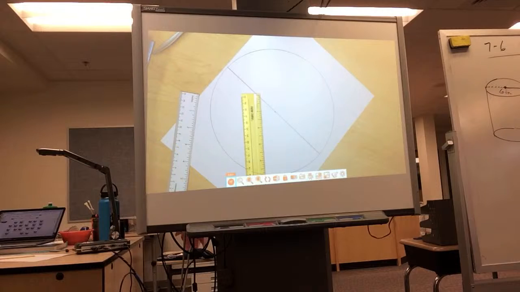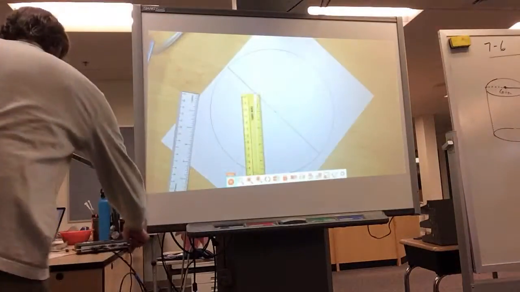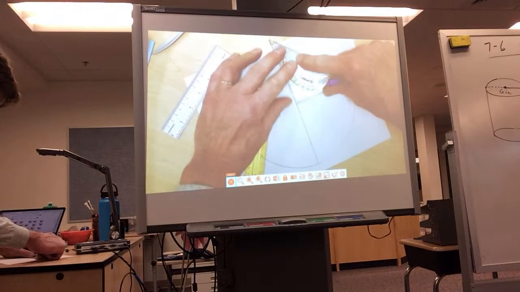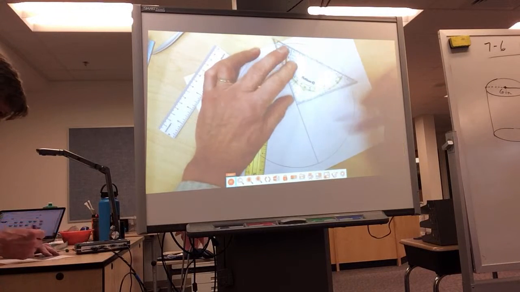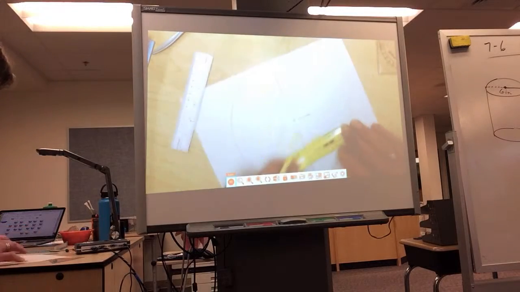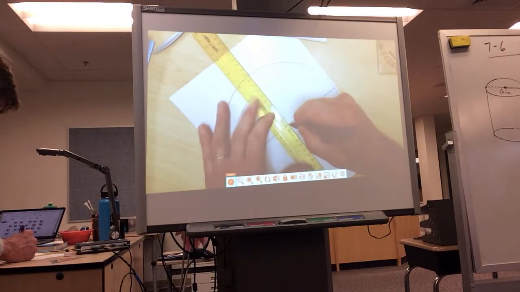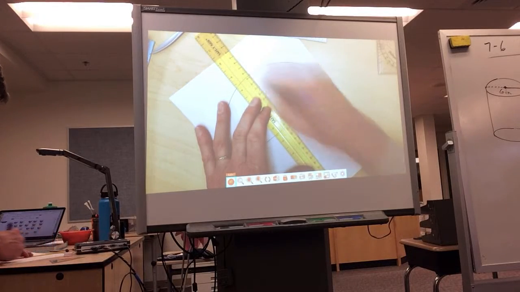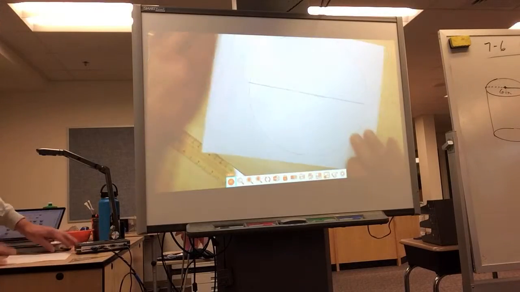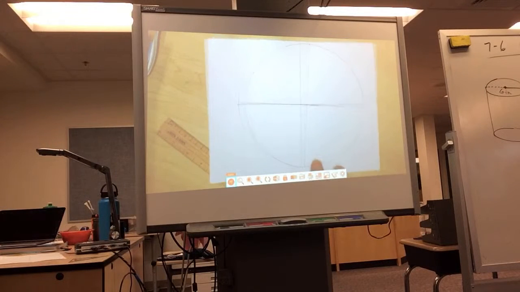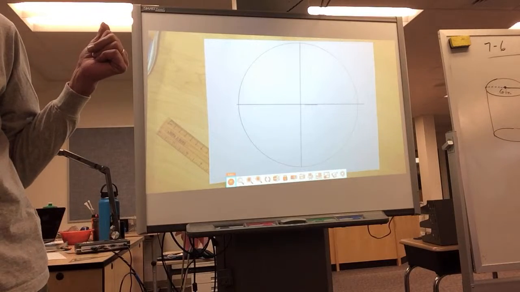Okay, so now we've got 2 semicircles. And then either use a corner of a piece of paper or a protractor. Use something that's square and set up another diameter, so your 2 diameters are perpendicular to one another. The diameters can hang outside of the circle because we're going to cut this out anyway. Okay, so now everything's 90 degrees, yes?